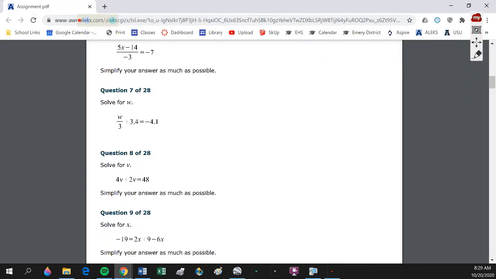Okay. What are we going to do for number 7? That's the second step. So this would be step 1. Step 2, we got to go backwards. Subtract 3.4. And then, how do you get rid of divide by 3? Multiply by 3. Okay. Number 8, what do we do?